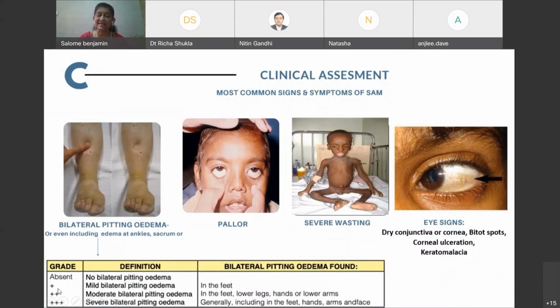The grades are given here: absent, no bilateral pitting edema. Then if it is absent, then you can write. If it's mild in the feet, 1+, 2+, 3+. And dry conjunctiva, for your conjunctiva, Bitot's spot and vitamin A deficiency. And this is the typical SAM child and the feet.